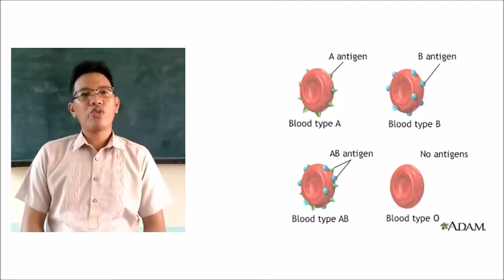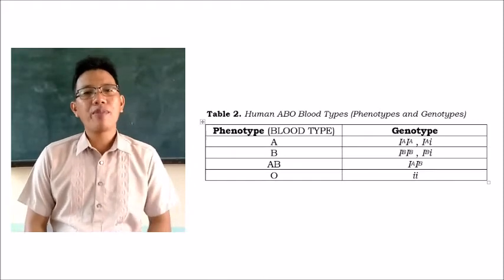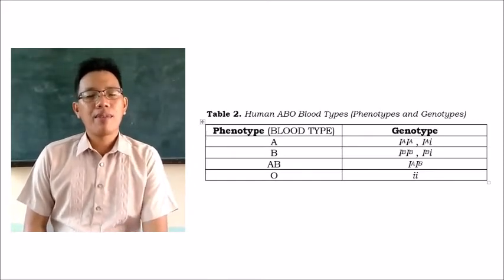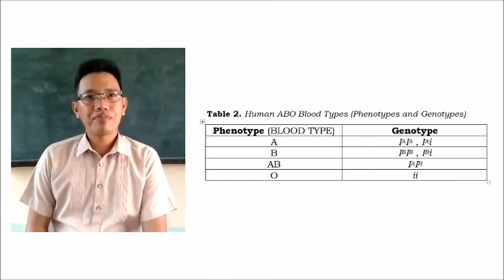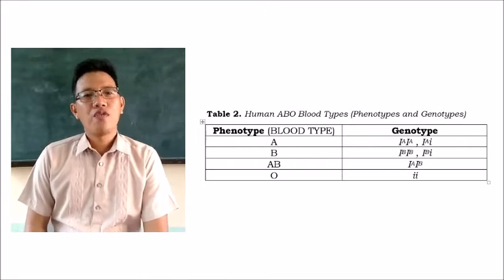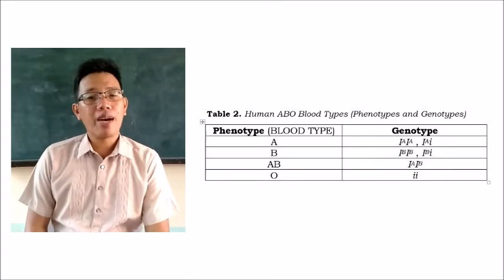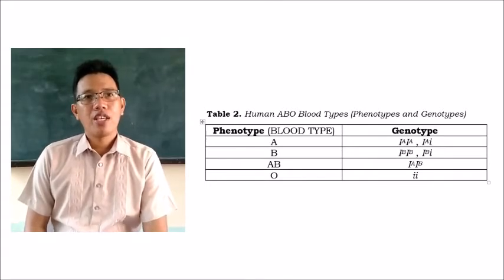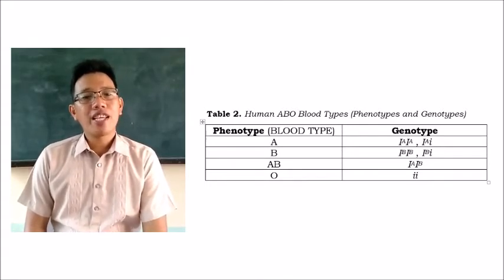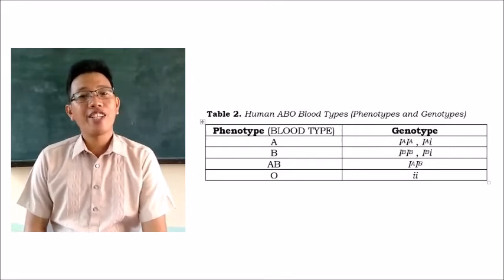So let us look into table 2, the human ABO blood types, the phenotypes and their genotypes. If you will observe, for blood type A, there are 2 possible genotypes. For blood type B, there are 2 possible genotypes. However, for AB and O, there is only a particular genotype. So for blood type A, there is homozygous and heterozygous.